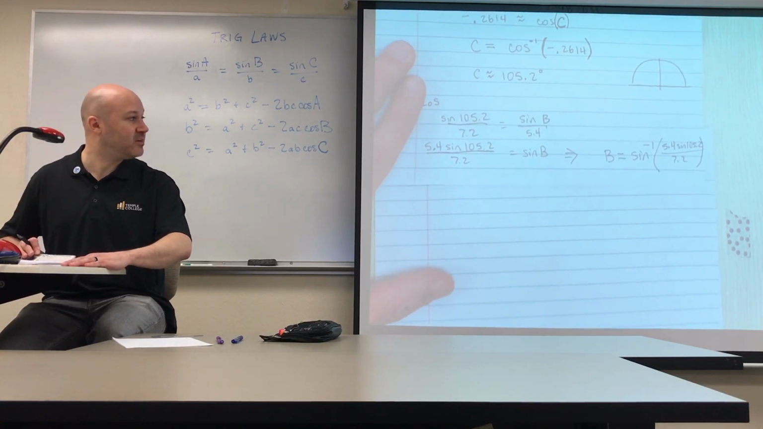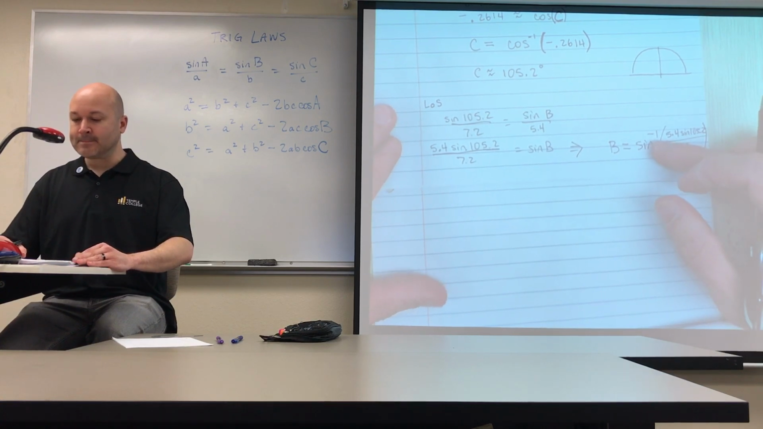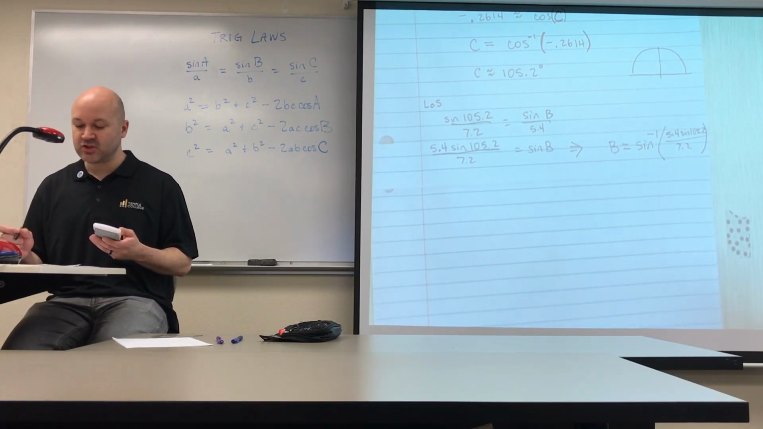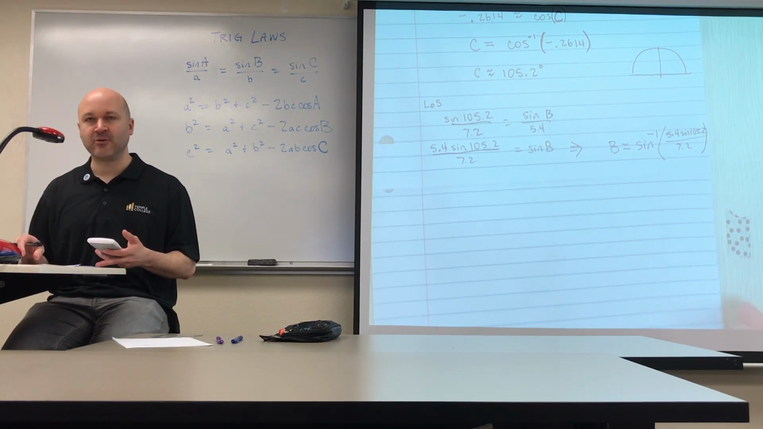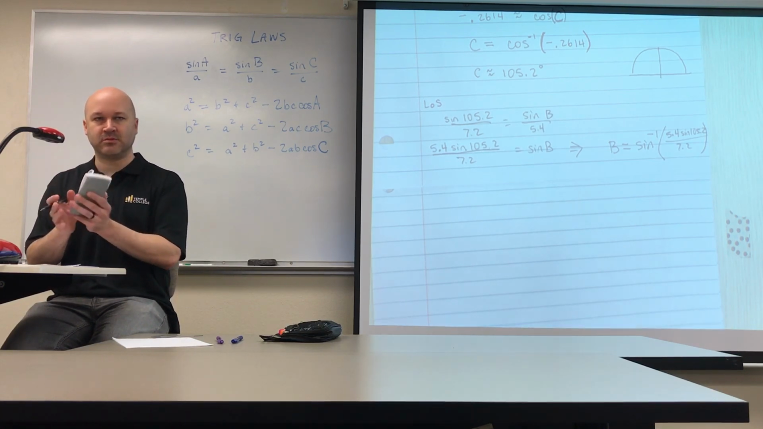And I'm just going to shove that into a calculator. And I'm looking for angle B. Little b was a smaller value, so it should be a value smaller than 105 degrees. And there's no other obtuse angle to worry about. A triangle can only have one obtuse angle.